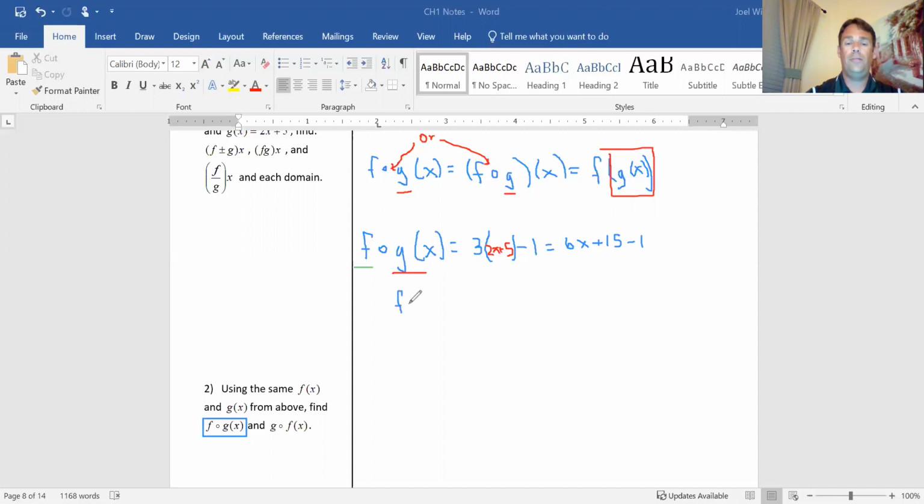So that means f of g of x equals 6x plus 14. And again, it's just a linear function, so the domain is all real numbers.